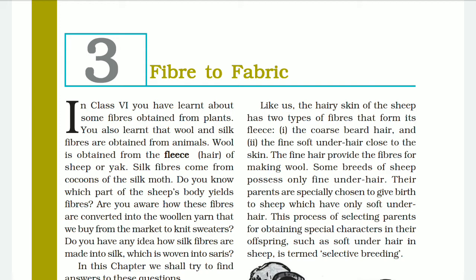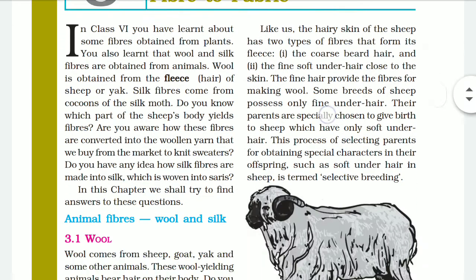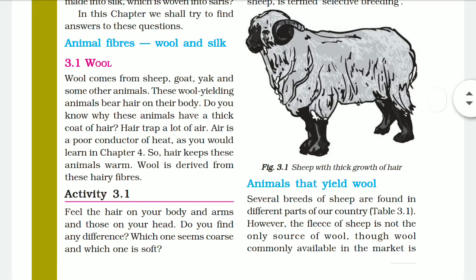Some breeds of sheep possess only fine underhair. Their parents are specially chosen to give birth to sheep which have only soft hair. This process of selecting parents for obtaining a special character in the offspring, such as soft underhair in sheep, is termed selective breeding, right? So the soft ones are selected to breed and to produce progeny of the same kind.